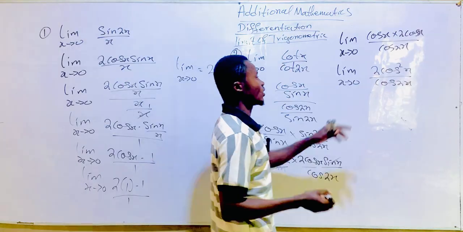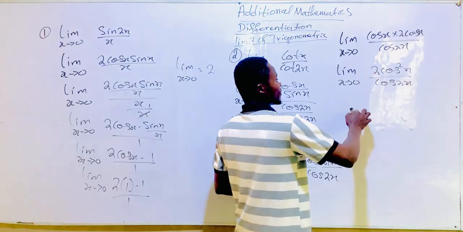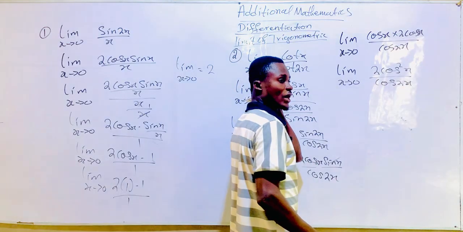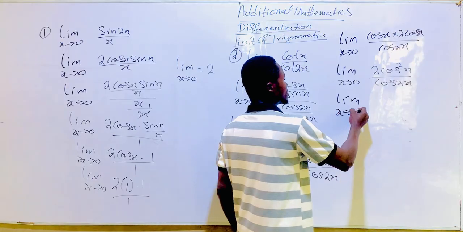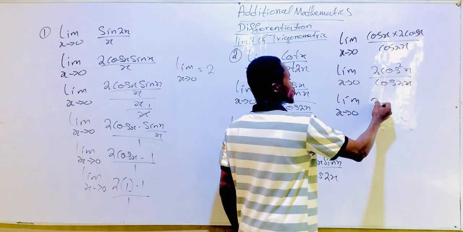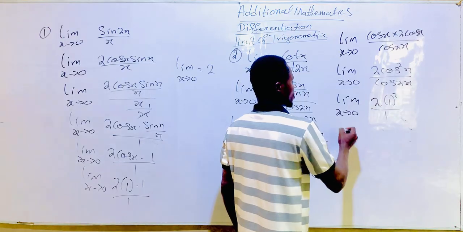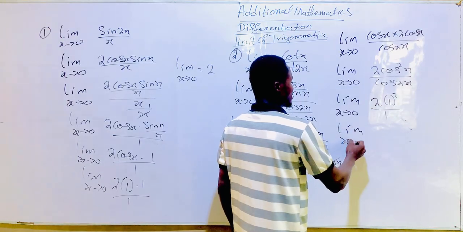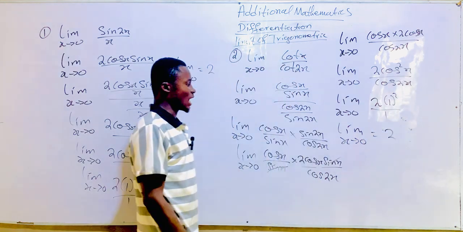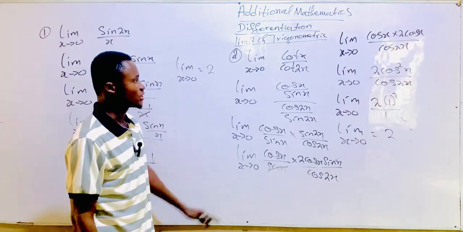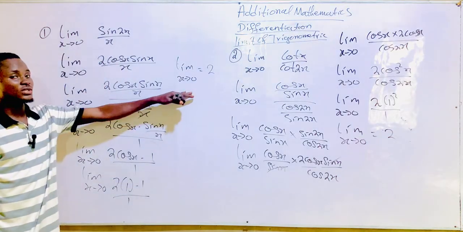Then we find the limit of this. The limit of cos x gives us 1, and the limit of cos 2x also gives us 1. So our limit as x approaches 0 will be 2 into bracket 1 squared all over 1. So our limit as x approaches 0 is equal to 2. This is our final solution for this, and over here too, this is our final solution.